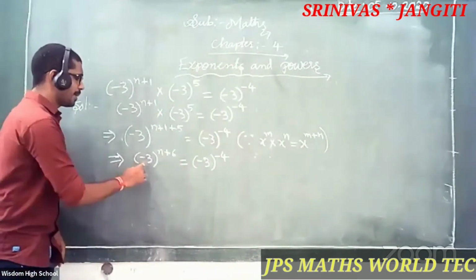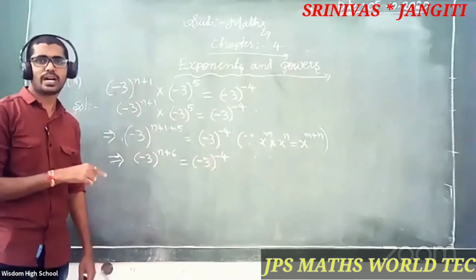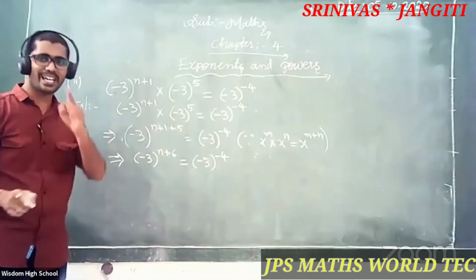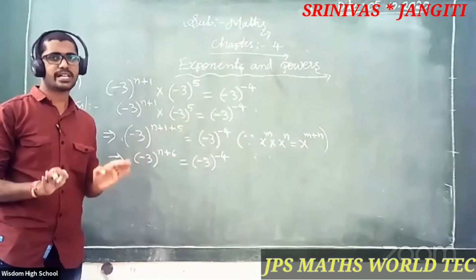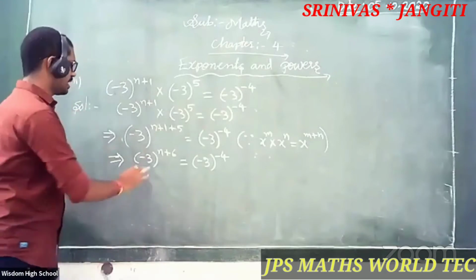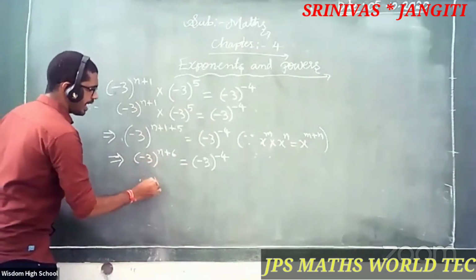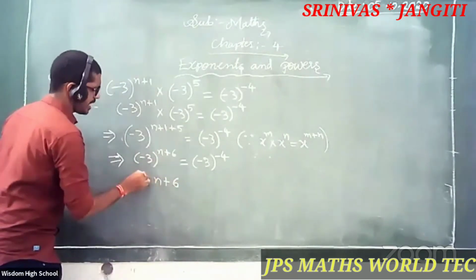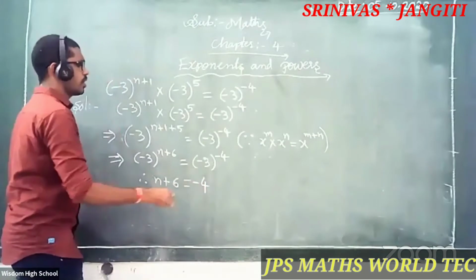Bases are equal. That's why, what about the exponents? Yes, then the exponents are also equal. When the bases are equal, then the exponents are also equal. So what is that here? Therefore, n plus 6, right? n plus 6 is equal to minus 4.